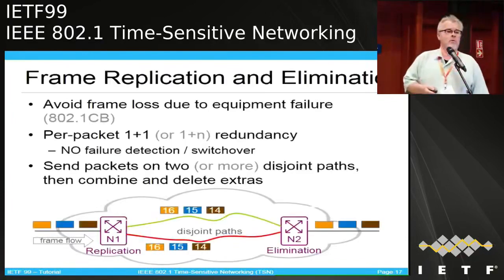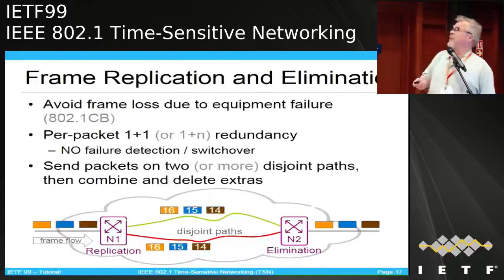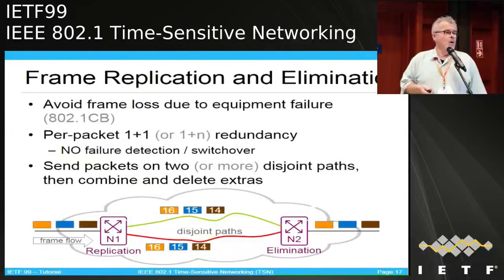I mentioned the only thing that keeps the curve on the tail, no matter how many buffers you have, is failures. Failures of links, failures of packets, failures of devices. So there is one other big technique that we use, which is per packet redundancy.